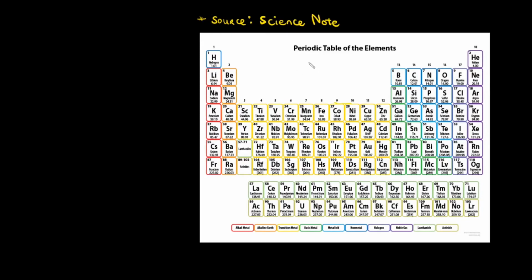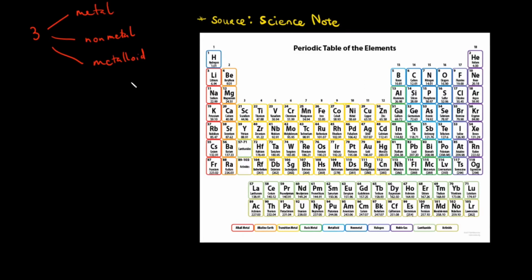So now let's talk about the periodic table. The periodic table is a table that displays all the chemical elements based on their atomic number and electron configuration. The chemical elements in the periodic table are classified into 3 groups. The first one is metal, the second is non-metal, and the third is metalloid.